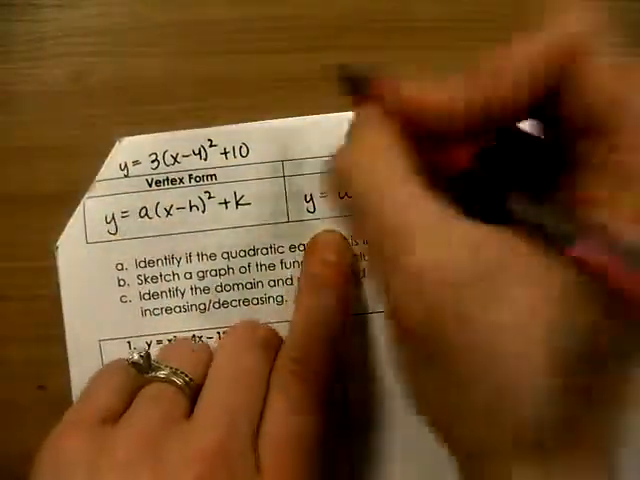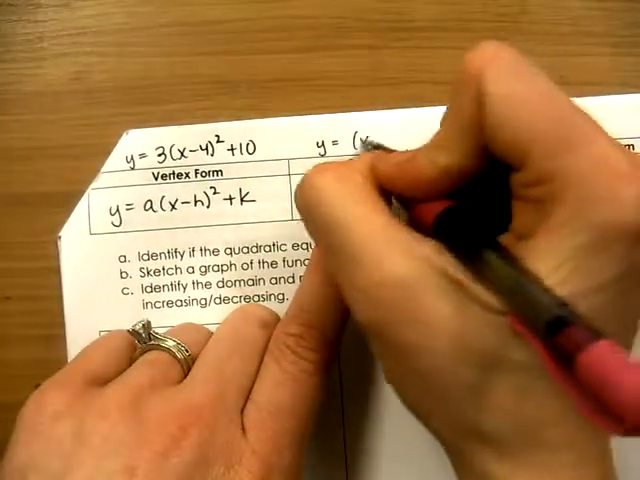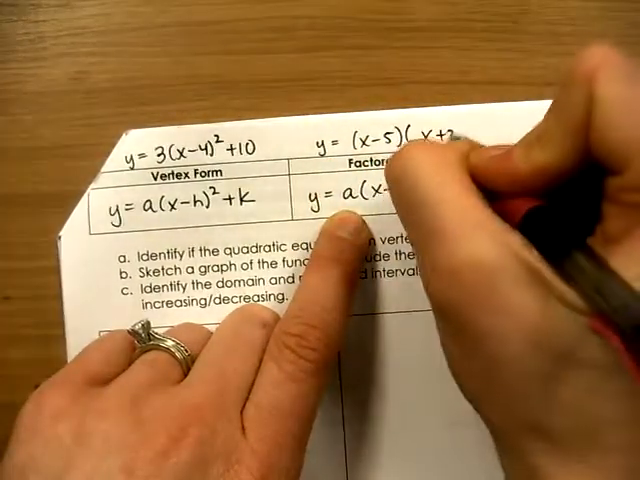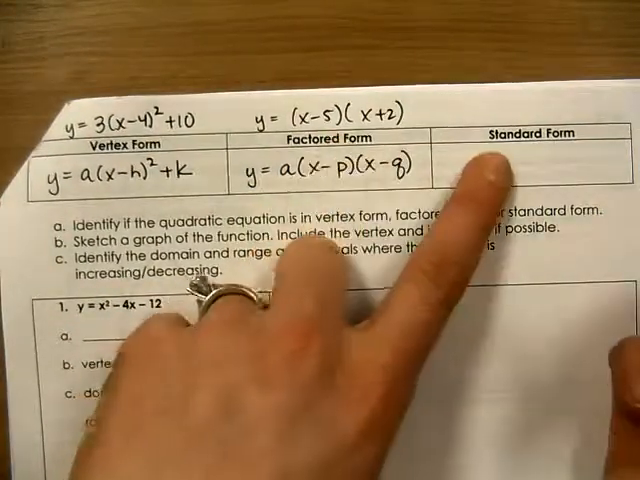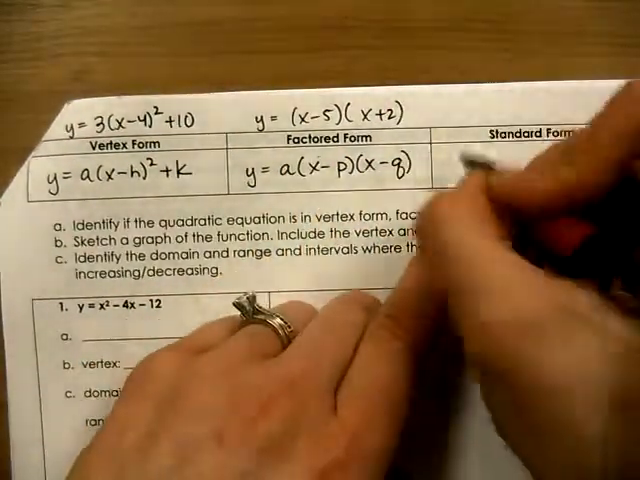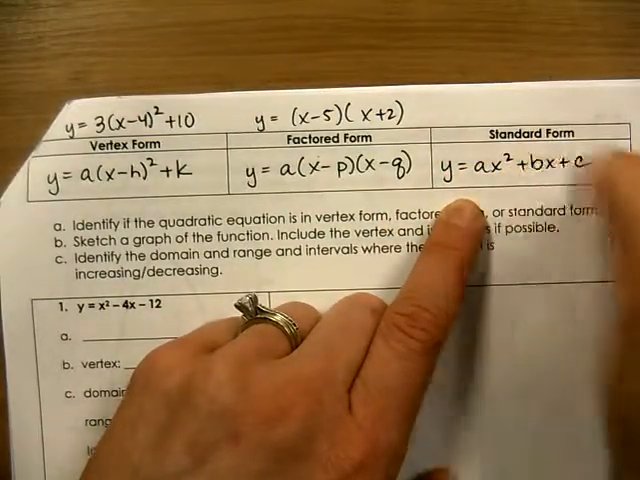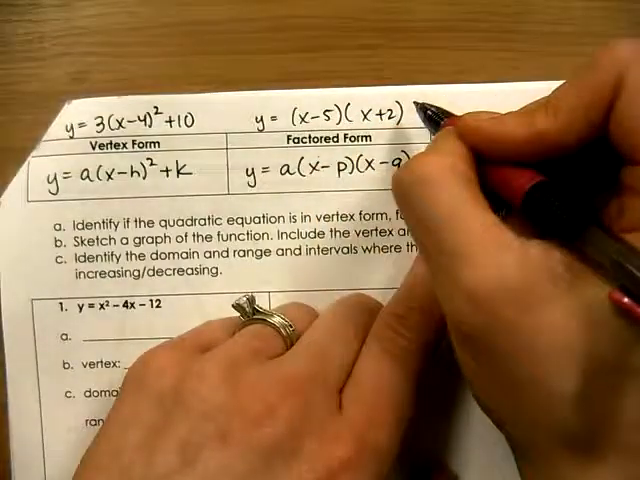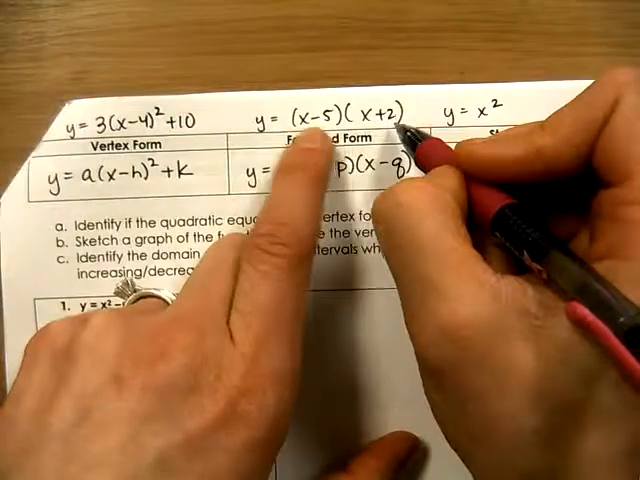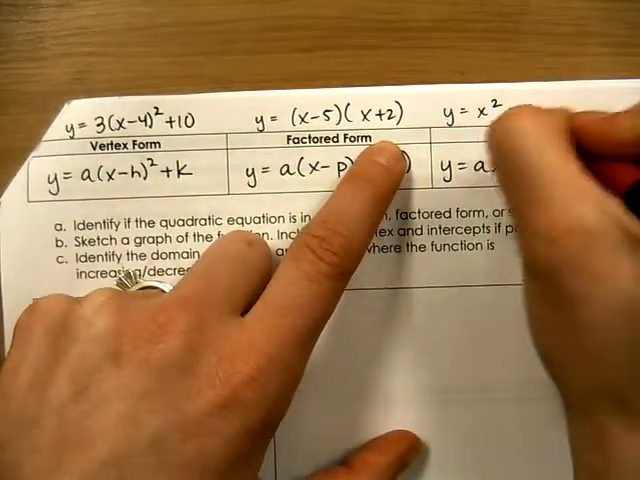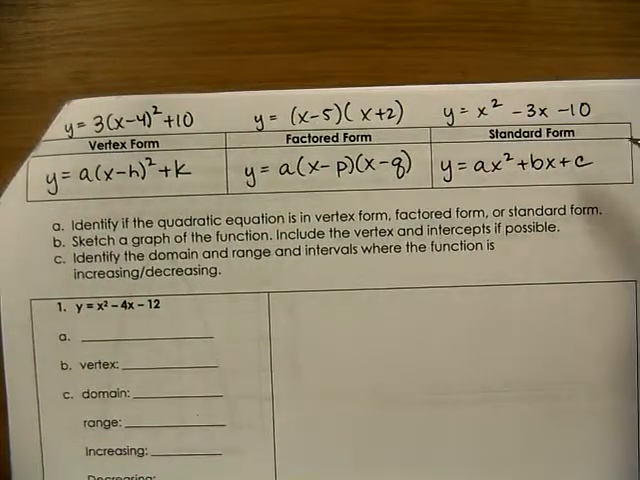Over here, you might see y equals, maybe there's a number, maybe there's not. Let's say there's not a number. This might just be (x minus 5) times (x plus 2). And then over here, standard form, we talked about converting from factored form to standard form. If you multiply that all out, you'll get an equation that looks like ax squared plus bx plus c. And so if I were to multiply this out, I would end up having y equals x squared. I'd have a positive 2x and a negative 5x. I get negative 3x, and then a minus 10. So this would be an example of standard form.